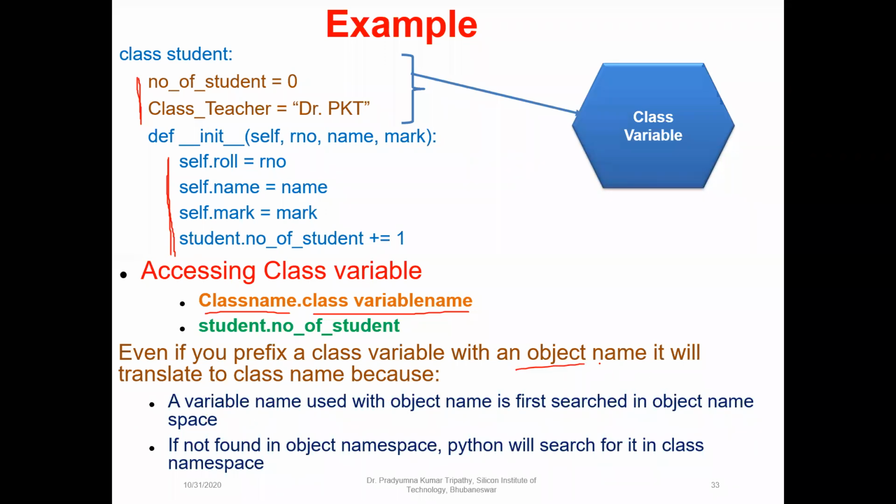Even if you use an object name, it is actually converted to the class, because the same variable is shared for all objects. A variable name used with an object name is first searched in the object namespace. If it is not found in the object namespace, Python will search for it in the class namespace. So if you are accessing number of students, it may not be found in the namespace of the object, but it is found in the class namespace.